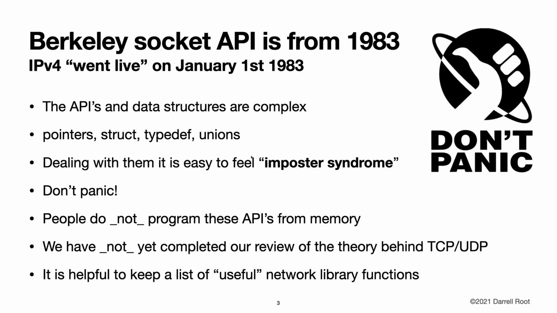The Berkeley Socket API is from 1983. IP version 4 went live on January 1st, 1983. The APIs and the data structures associated with the Berkeley Socket API are complex. They use pointers, structs, typedefs, and even unions, which is a C feature that most programmers tend to avoid using.